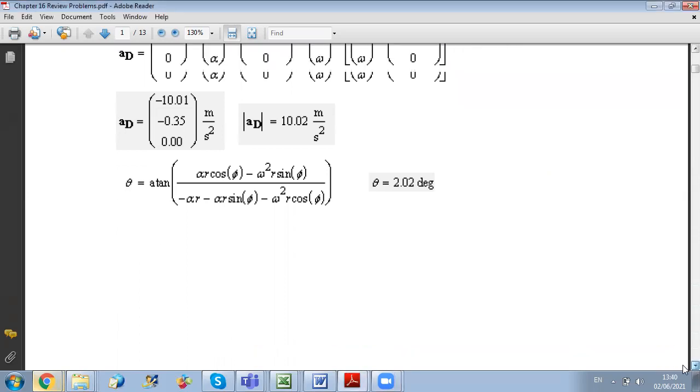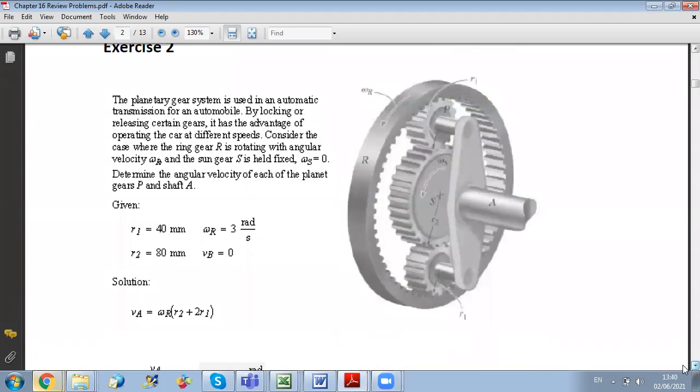Let us start with another problem. The planetary gear system is used in an automatic transmission for a car. By locking or releasing certain gears, it has the advantage of operating the car at different speeds. Consider the case where the ring gear R is rotating with angular velocity omega r and the sun gear is fixed with omega s equals to 0. Determine the angular velocity of each of the planet gears P and the shaft A.